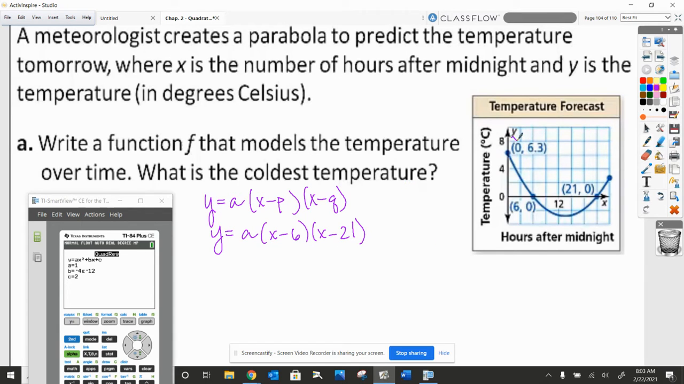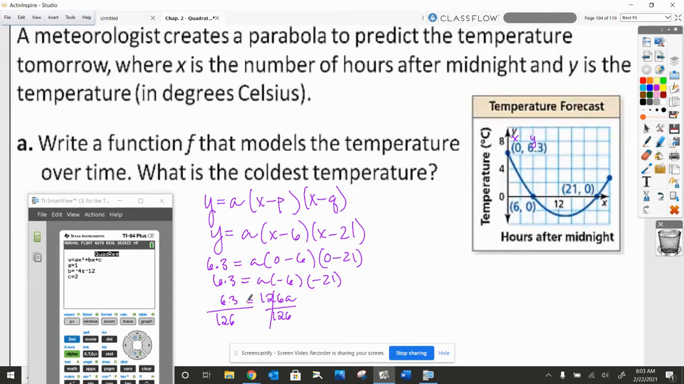Now I'm going to use my other point, which is going to represent an x and a y. 6.3 will go in for y. 0 will go in for x. I'm going to simplify. Everything on the right is being multiplied, but we need to simplify each of those parentheses there. So that's a negative 6. This is negative 21. Let's do negative 21 times negative 6. We get 126, and that is positive. Negative times a negative. And then your last step is dividing each side by 126.